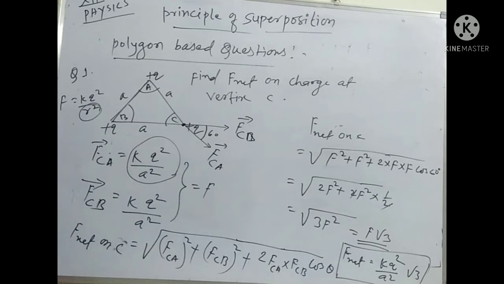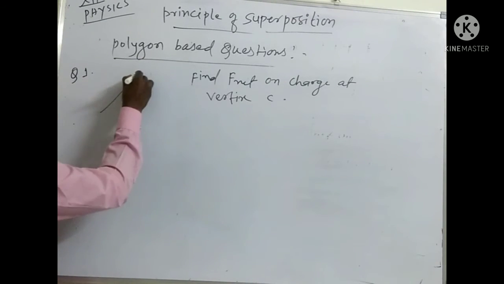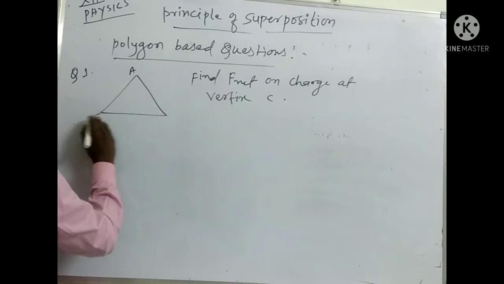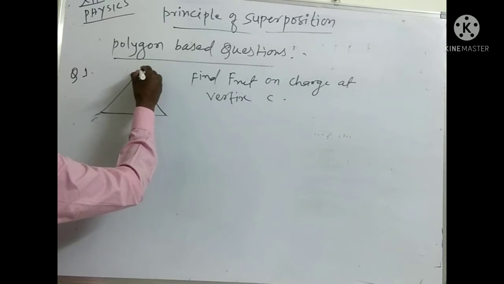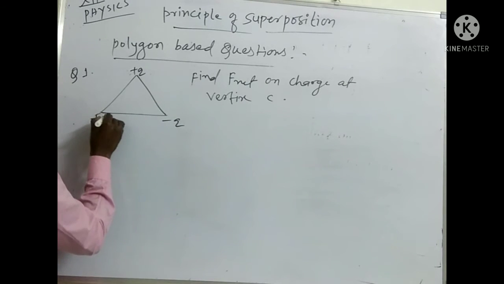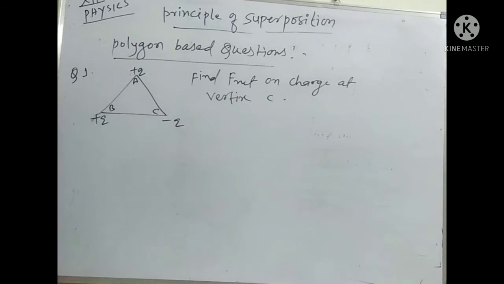Similarly, we can solve another question. Let's complete this one. Next, the second question I am giving. This is an equilateral triangle A, B, C. Here is a plus q charge, here is a minus q charge, and here is a plus q charge. Find the net force on the charge at vertex C.